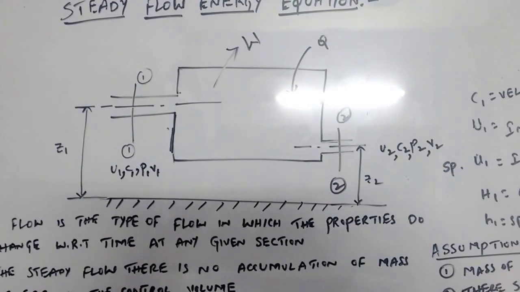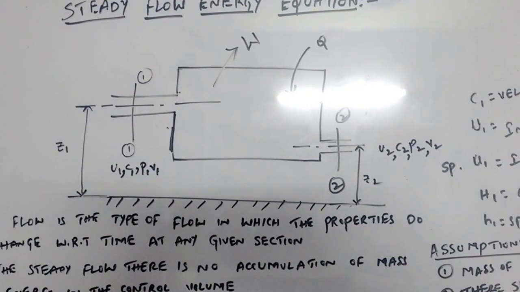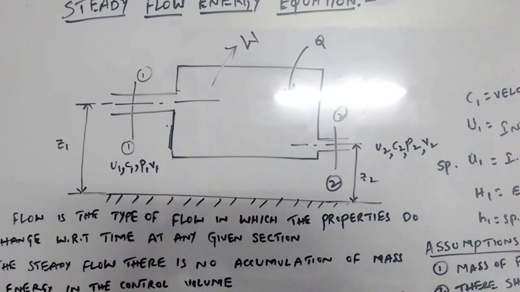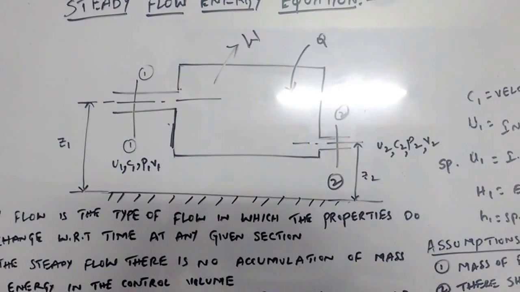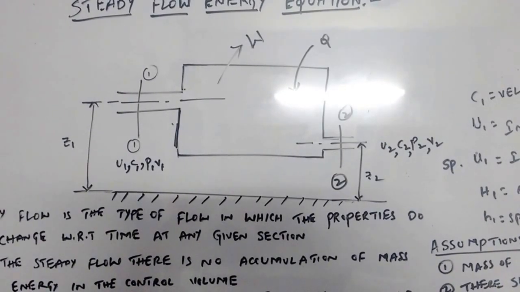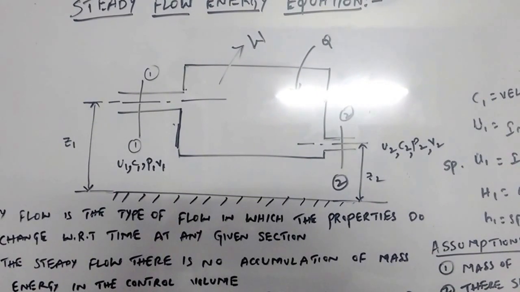Let us consider examples of open systems: a nozzle is an example of an open system, a pump is an open system, a turbine is an open system, a compressor is an open system. An example of a closed system is a piston and cylinder without valves.